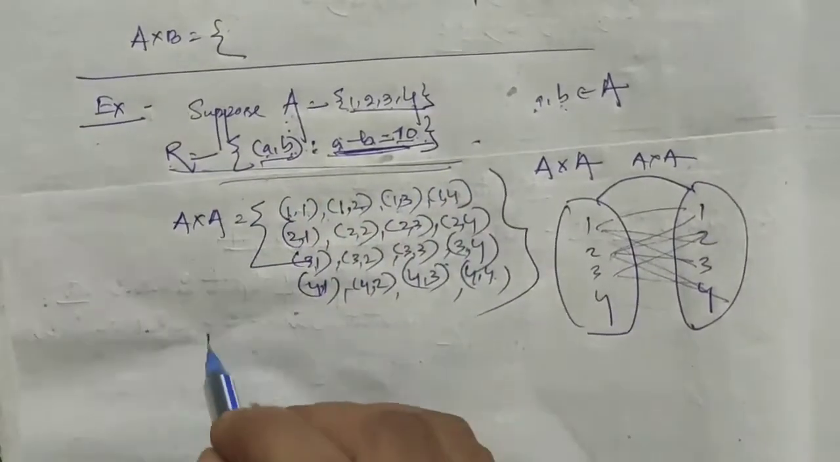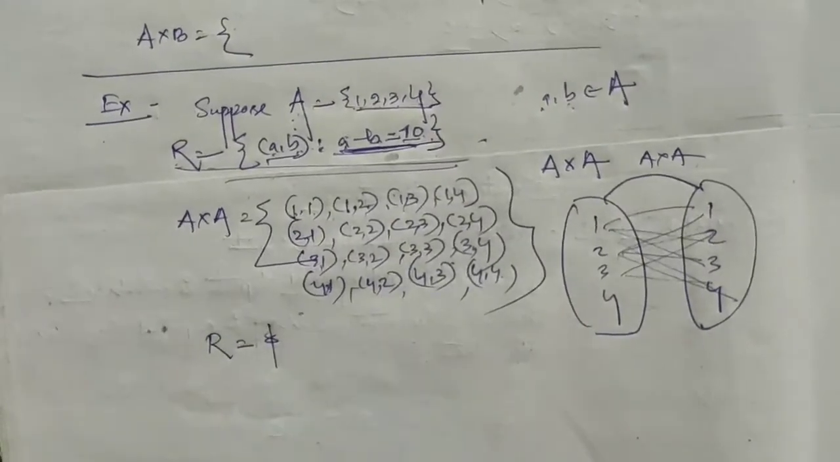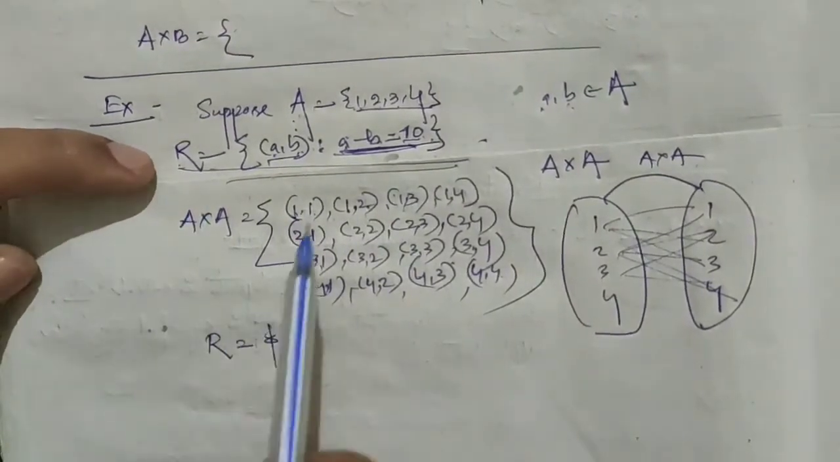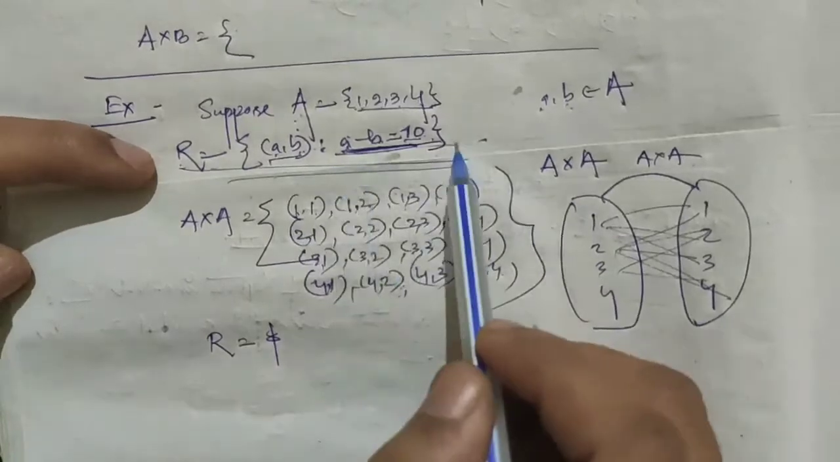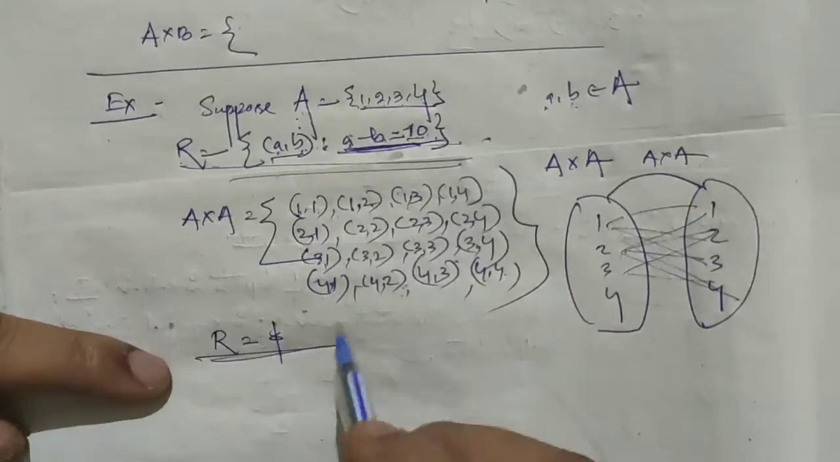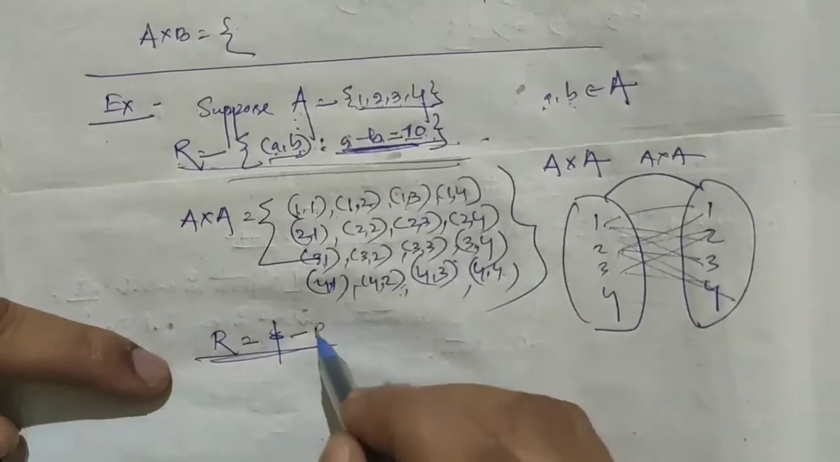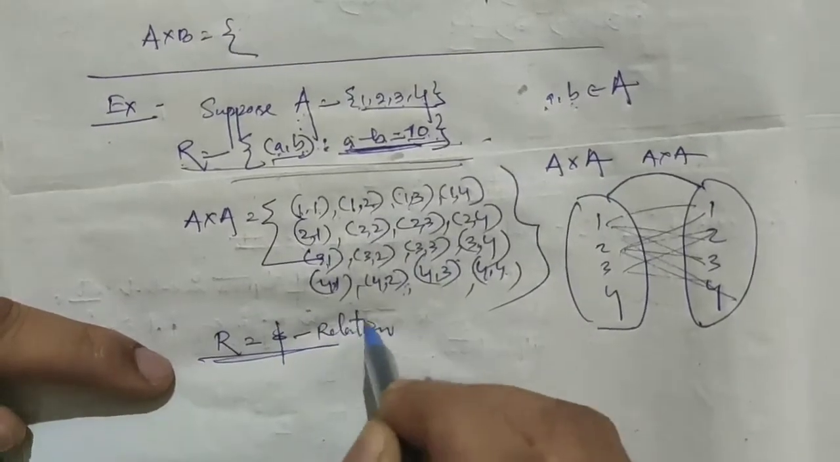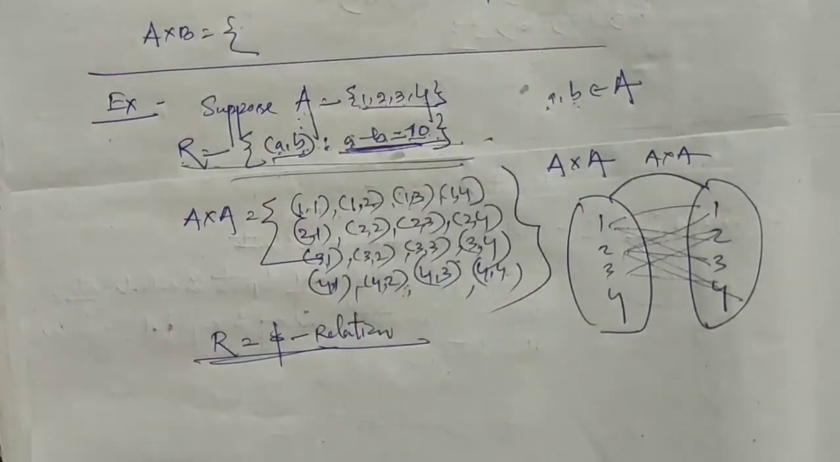That's why this relation is what? Phi relation. This relation means there is no such pair here that will satisfy this condition. That's why the relation is a phi relation. Okay, this is a phi relation.